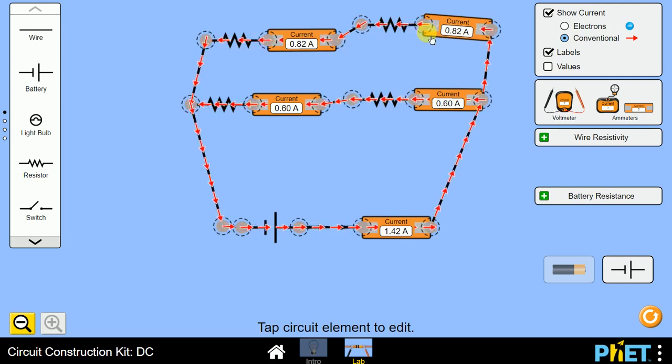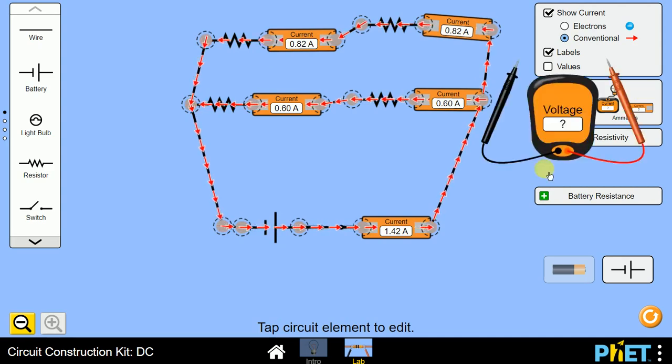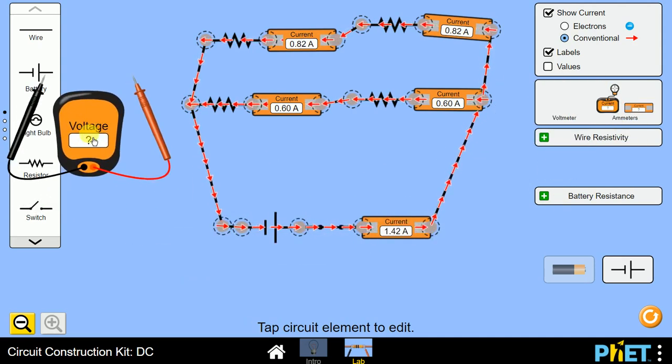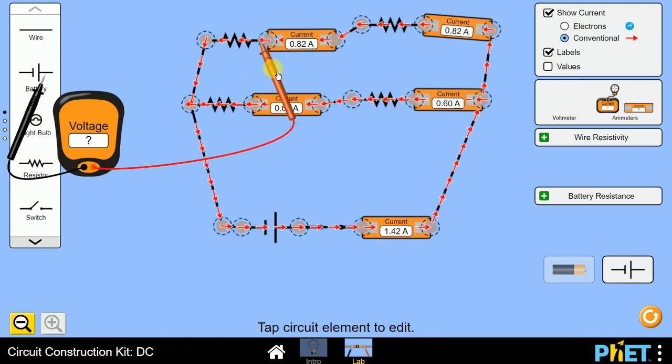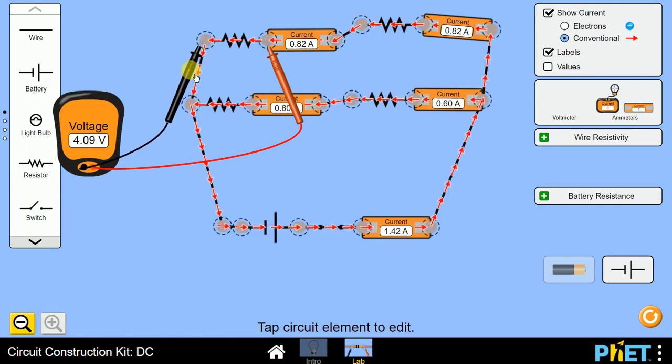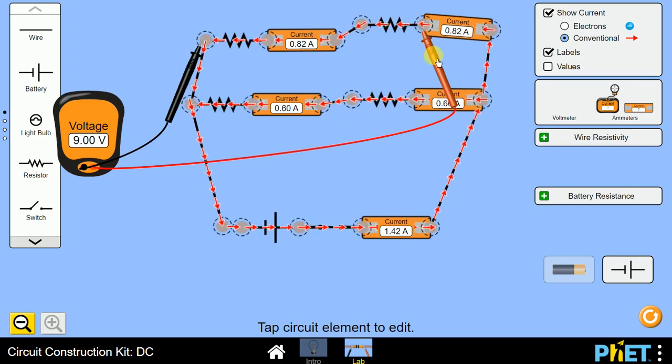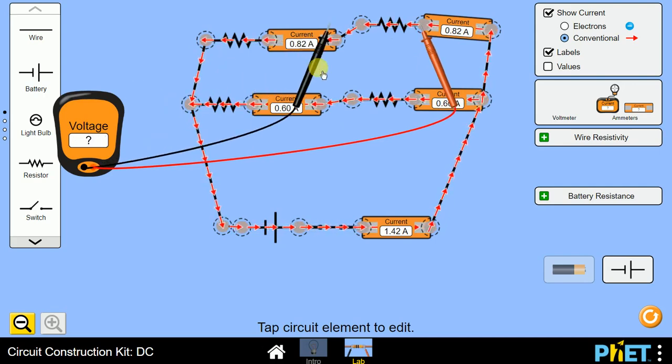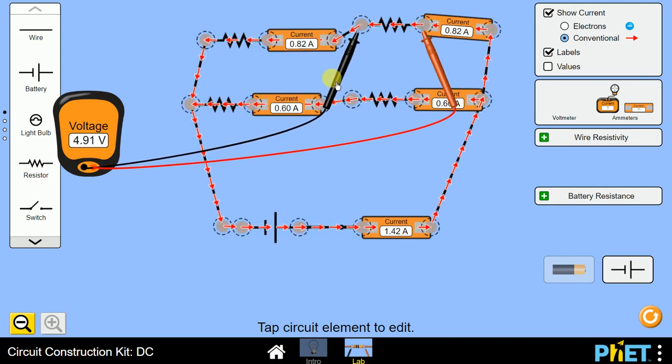Yes, so these two are in series, but the voltage across them will be different. I will show you this by this voltmeter. Okay, let's keep one end over here. The voltage across the resistor you have to measure. Okay, the voltage across this resistor is 4.09 volt. Now let's see across this resistor. It is 4.91 volt. Clear?